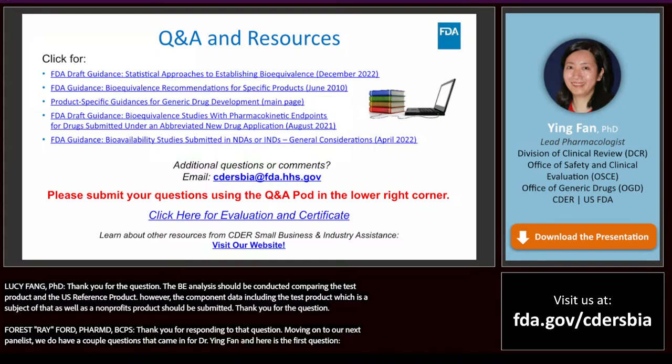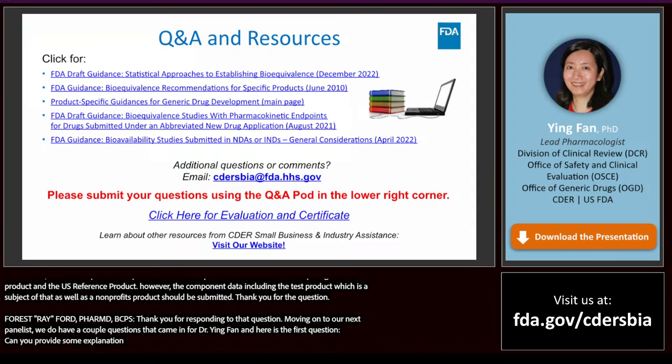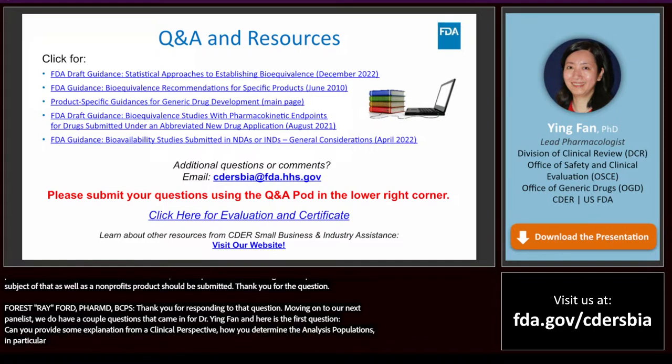Can you provide some explanation from a clinical perspective how you determine the analysis populations, in particular the per protocol populations for the comparative clinical endpoint bioequivalence studies in ANDAs?